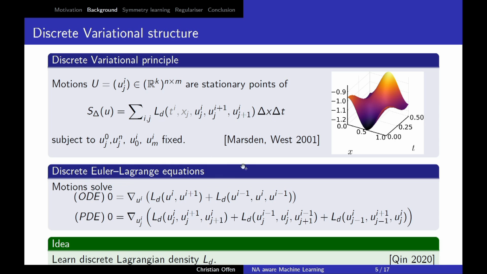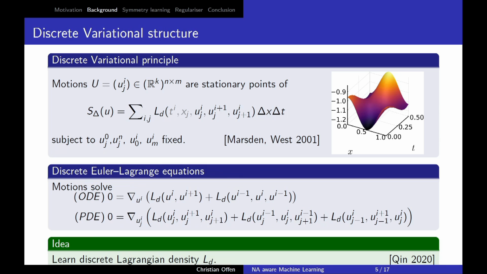So that's a clever thing, and if you repeat all this derivation here, then you get discrete Euler-Lagrange equations, and you get discrete Euler-Lagrange equations in the PDE case as well that you can use for computations later on. So you don't need to discretize later on, and you also don't need to approximate velocities or acceleration data. Okay, so let's learn the discrete Lagrangian density.